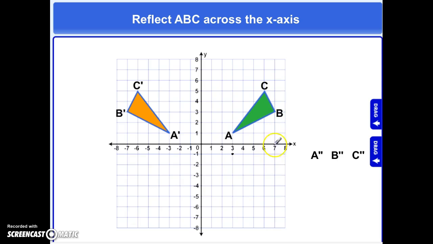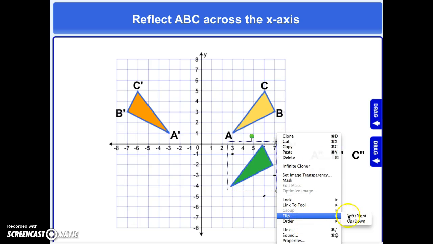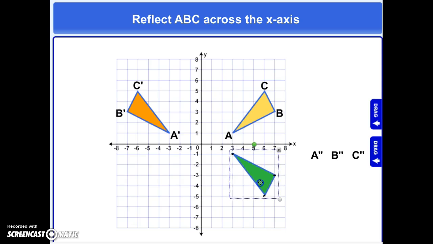Point B prime is 3 units from the x-axis. We're going to mark that as B. And then C prime is 5 units, so we're going to count 5 and mark it there. Again, if we reflect it, notice when we drag this figure down, we have to flip it, only this time we're flipping it upside down. And then we can label it A double prime, B double prime, and C double prime.